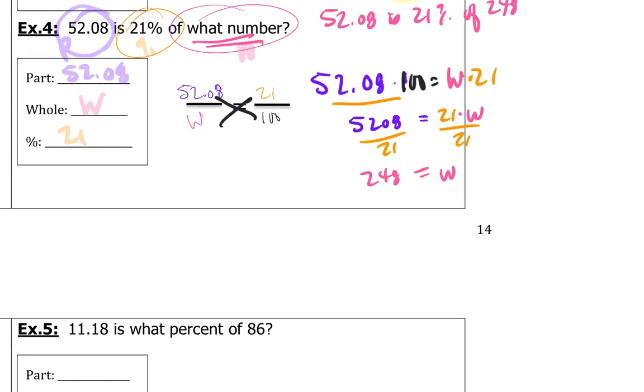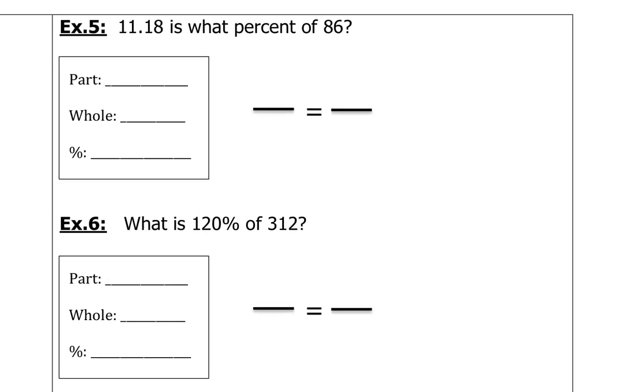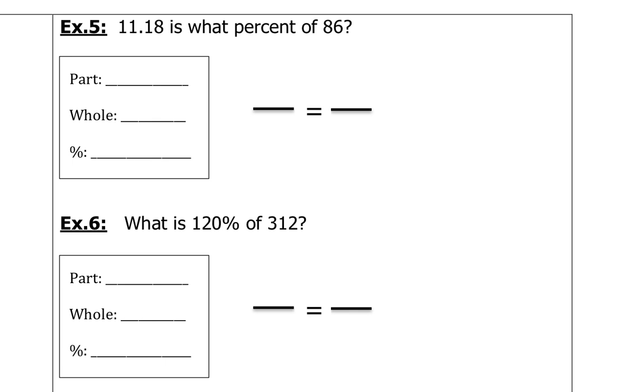Okay, so go ahead, try these two. Go. Set up, label it, circle, label, part, whole, and percent. Set up the proportion, solve it. Go. Hit pause, go ahead and circle the parts, put them in their place, set up the proportion, and solve it. Good luck.